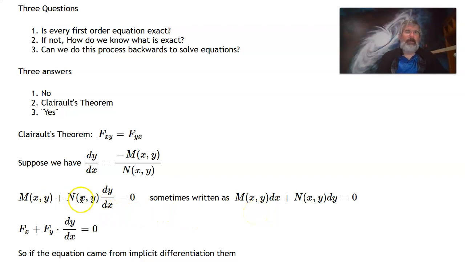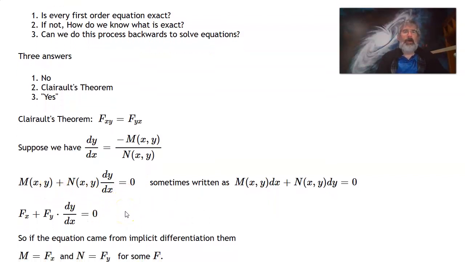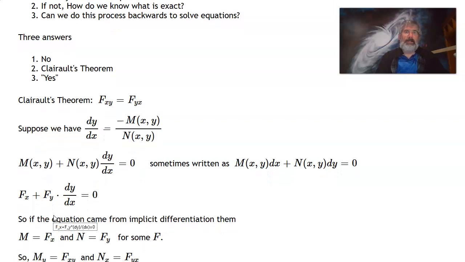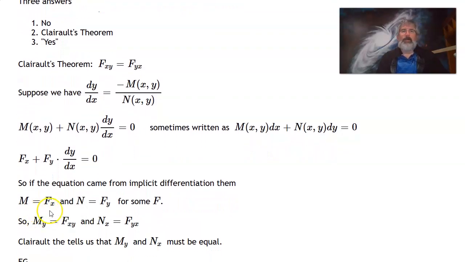Either way, I'm looking at this form right here saying I want it to look like this: if this came from implicit differentiation, I know that this is the first thing I get when that implicit differentiation happens. And so this is looking like the M is sitting in the spot where f_x should be, and the N is sitting in the spot where f sub y should be. So if it did come from implicit differentiation, I need M to equal the partial of f with respect to x, and I need N to equal the partial of f with respect to y for some unknown f. This is what I then need to find, is what f is. But first I need to just see, could this possibly be true?